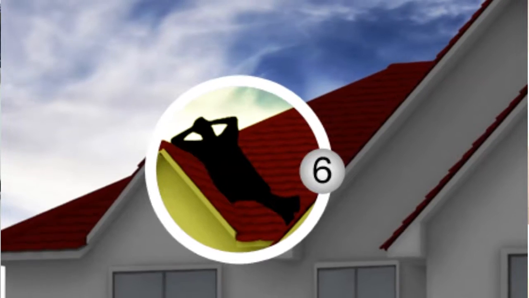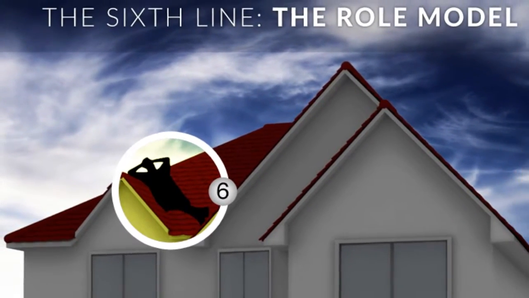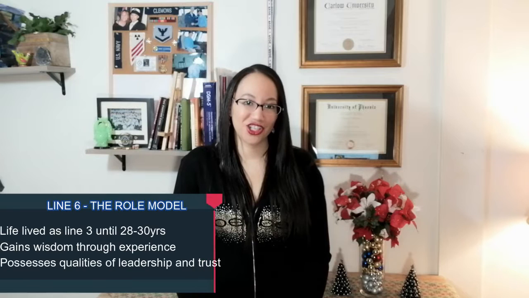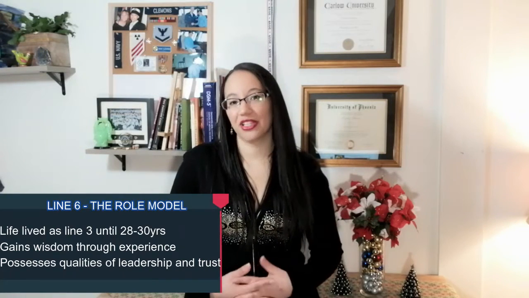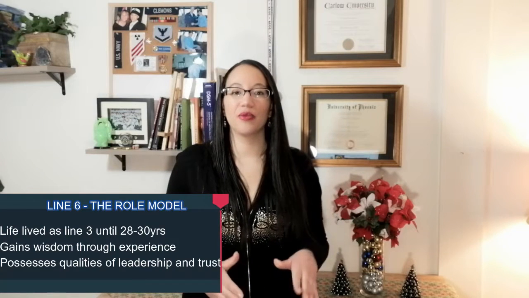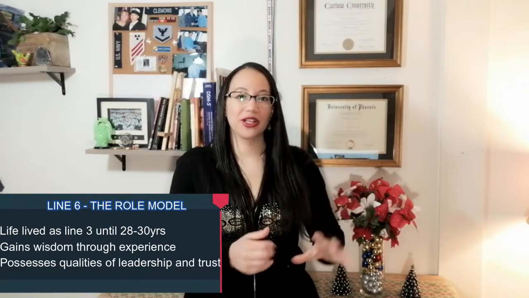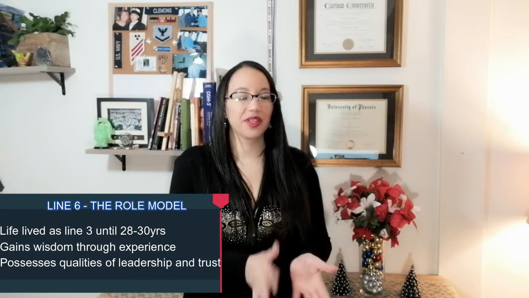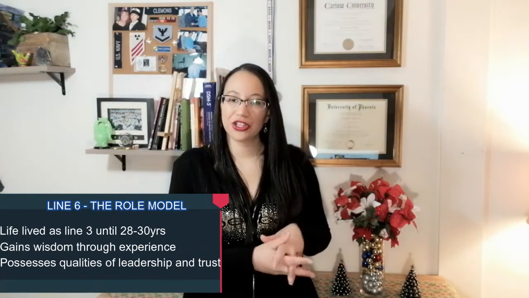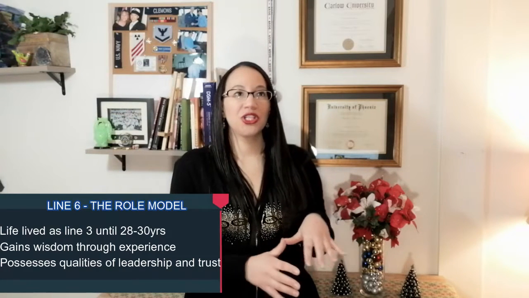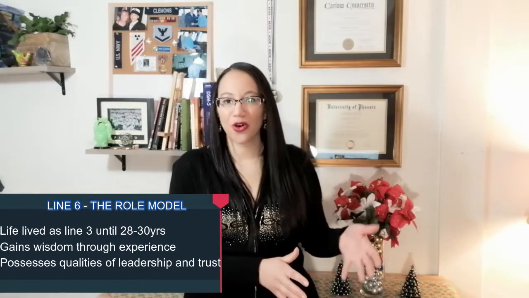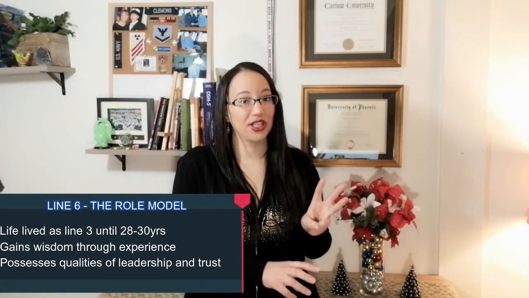So the final line in the human design system is line 6, and this is the line of the role model, and it is a transition line. What this means for somebody carrying the 6th line is that at the first part of your life, all the way up to around 28 to 30, depending on your Saturn return, you're going to have this shift. From birth all the way up to your first Saturn return, you're going to live your life through the 3rd line, which is the line of trial and error.